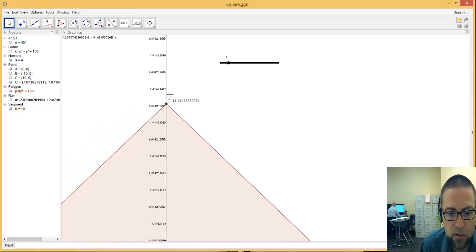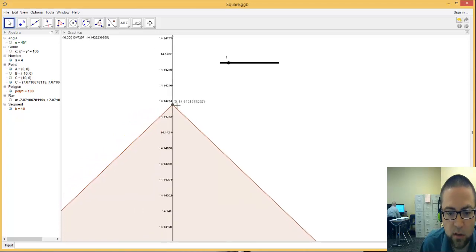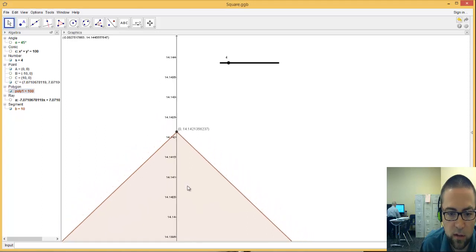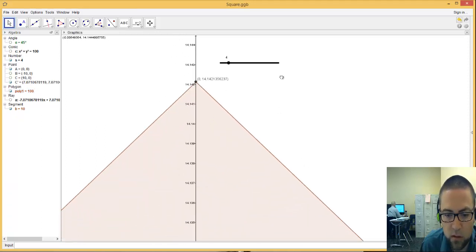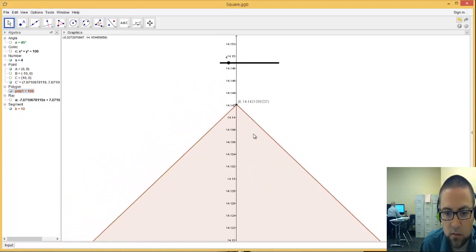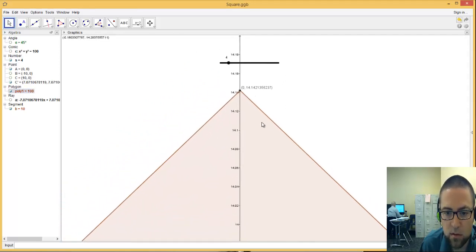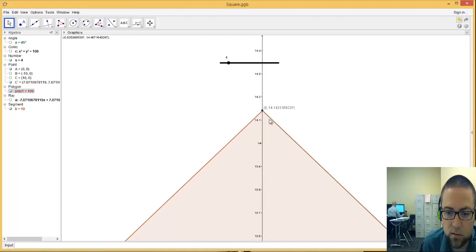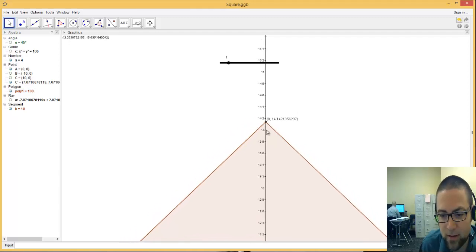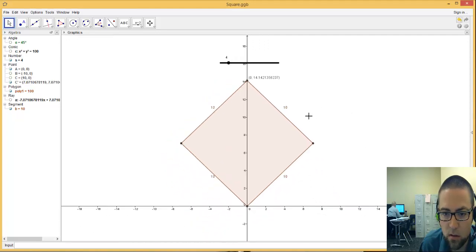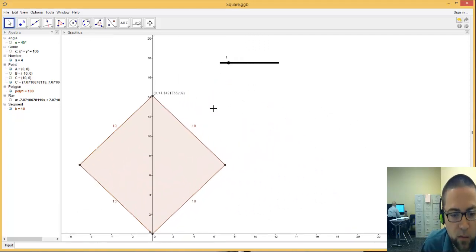What happens with the pentagon? Zooming out again. I went a long ways. Okay, getting closer. Zooming out. Sorry, I should speed this up. Okay, so we are back with a square, and the diagonal is 14.14. Now let's go to the pentagon.